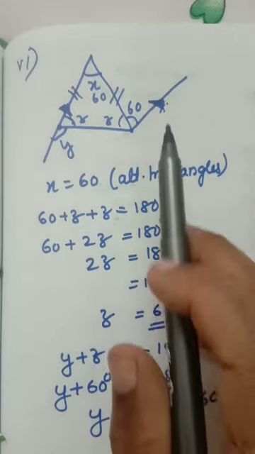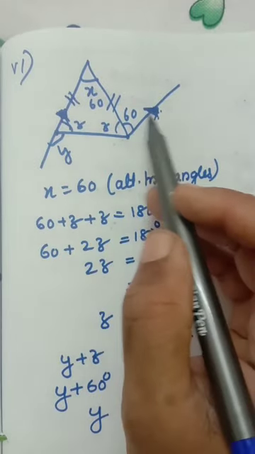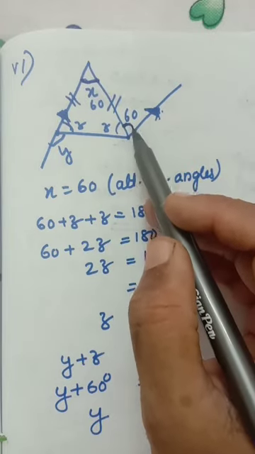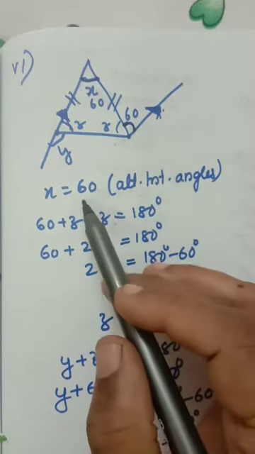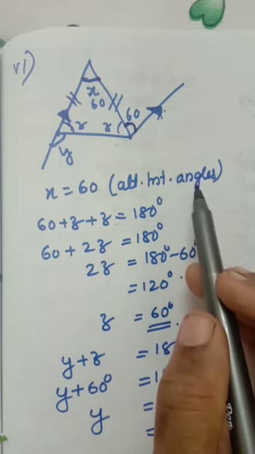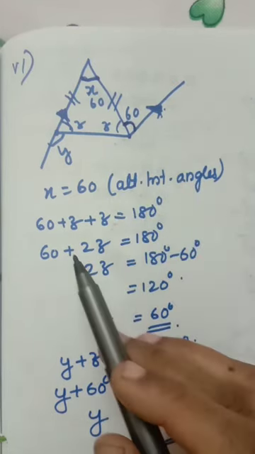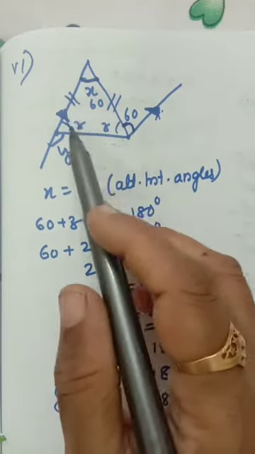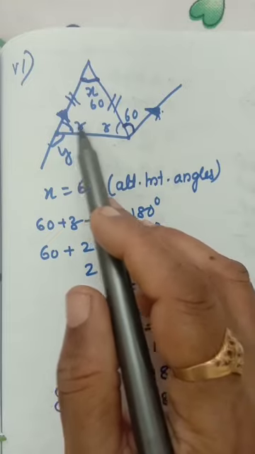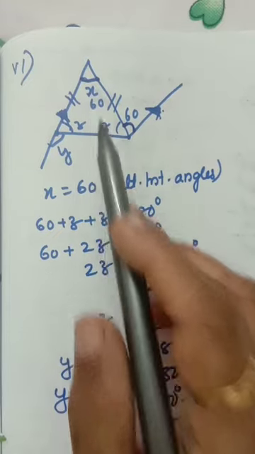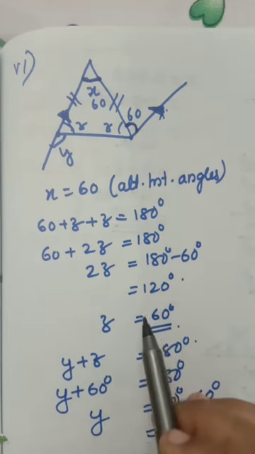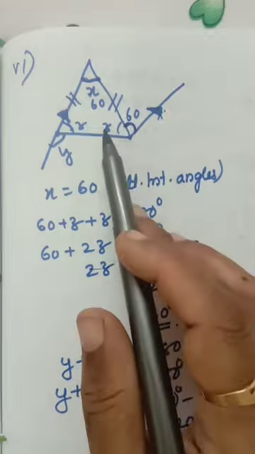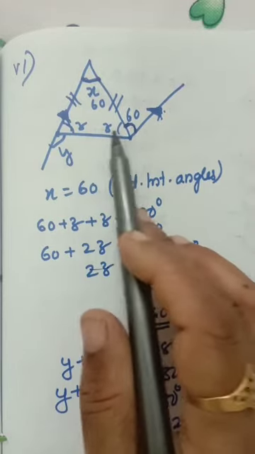Next question number 6. Given parallel lines. Then these are alternate interior angles. Here 60 given. So X also 60 degree. Alternate interior angles. Okay. Then 60 plus, angle sum property you use it. Two sides are equal, then opposite angles are also equal. Z, I put a Z. 2Z plus 60 equal to 180 degree. 2Z equal to 120. You will get Z equal to 60 degree. These two are 60. Okay.